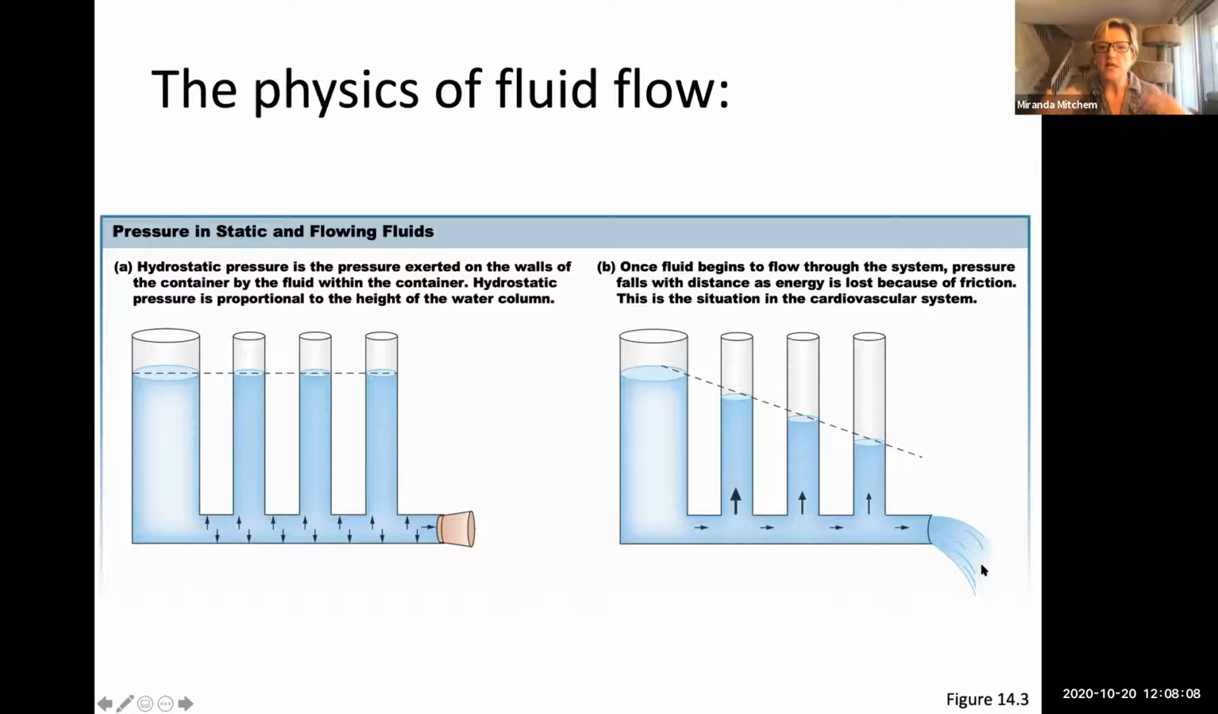So we see that as the fluid flows through the closed system, which our circulatory system is, there is a proportional decrease in pressure. And this is because of distance and friction as the blood moves away from the heart.